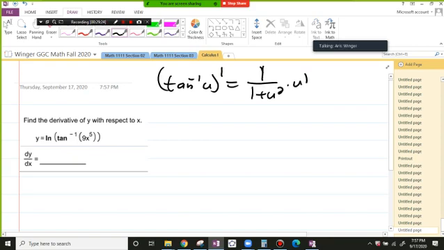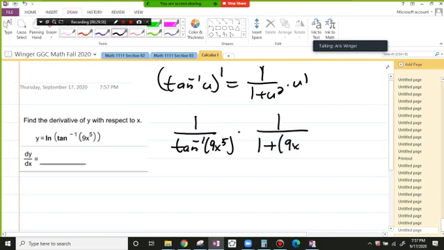And so the derivative of the natural log of that is 1 over inverse tangent of 9x to the fifth times the derivative of inverse tangent of 9x to the fifth, which is 1 over 1 plus 9x to the fifth squared times the derivative of 9x to the fifth, which is 45x to the fourth.